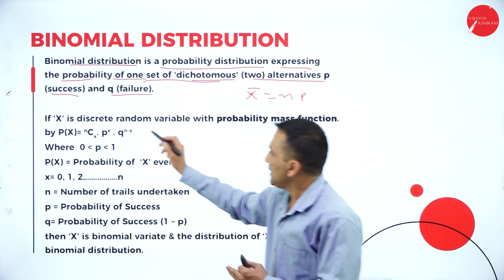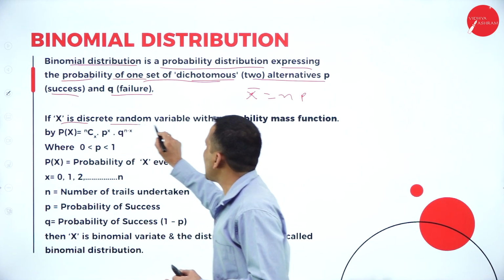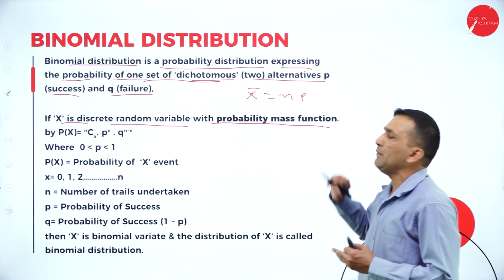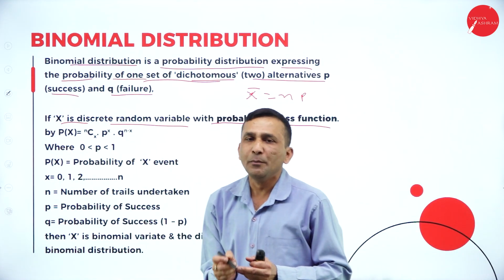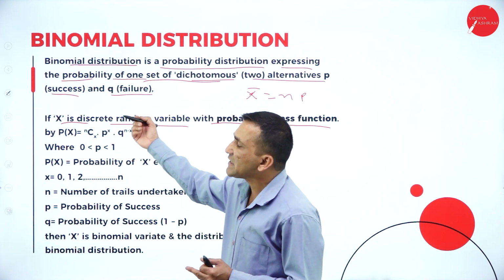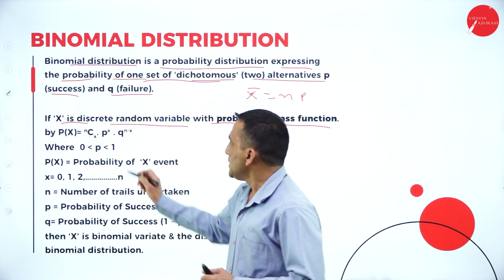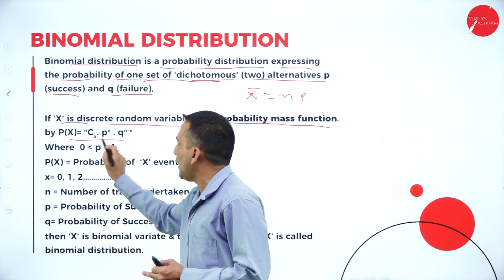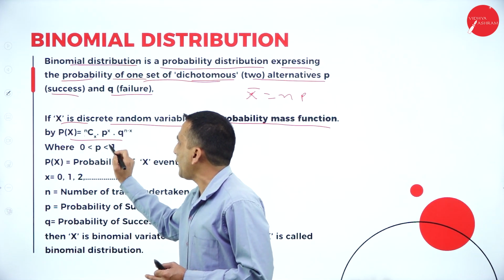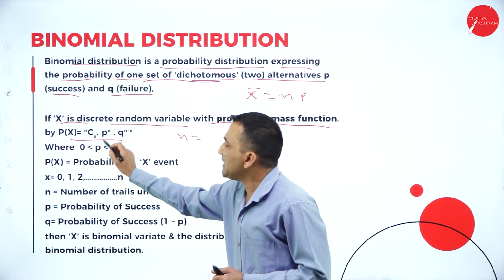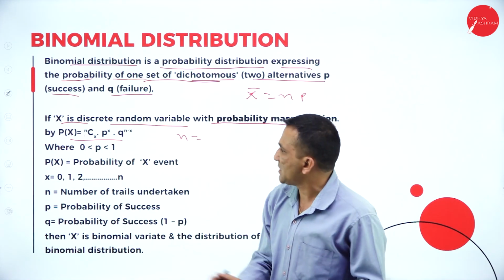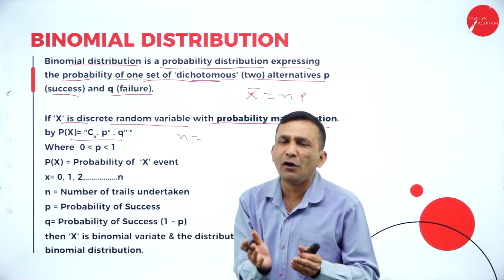Clear? In this case, X is a discrete random variable with the probability mass function. When we write P of X, it is the probability mass function under the discrete binomial method. Here the formula is nCx into p to the power x. N stands for number of outcomes, P stands for probability of success, Q stands for probability of failure.